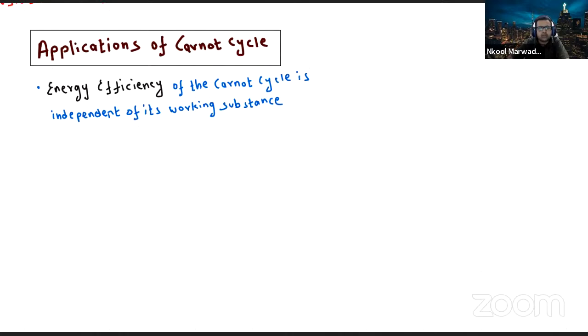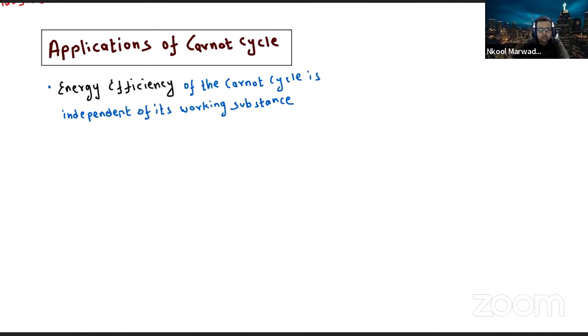Second property, let us look at it. Second property is: any cyclic process that absorbs heat at one temperature and rejects heat at another temperature and is reversible process has the energy efficiency of a Carnot cycle. We will understand this very soon.